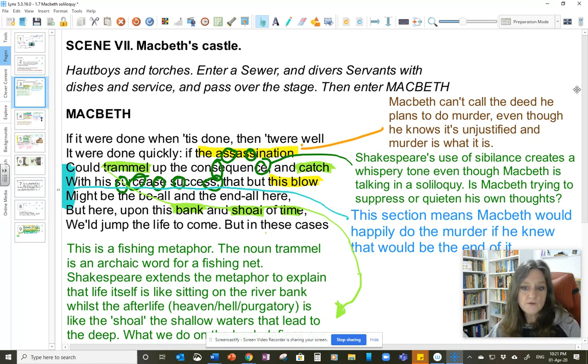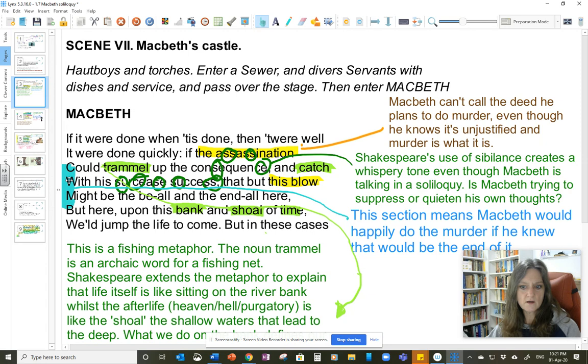And we'll see, obviously we know, we've seen the play, that he is a man with a really, really troubled mind. So here we see his thoughts worrying him again. He's trying to quieten down his own thoughts. So this next little line, I'll just tell you what it means. If you've read No Fear, you'll know what it means already. He says, if the assassination could trammel up the consequence and catch with his success, but that this blow might be the be-all and the end-all here, it would be fine.